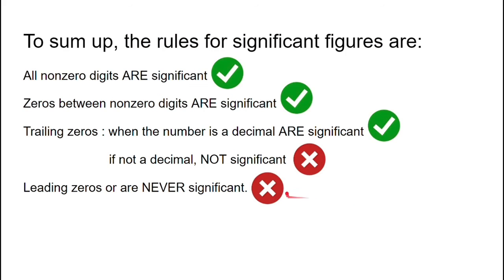To sum up, here are the rules for significant figures. All non-zero digits are significant. Zeros between non-zero digits are significant. For trailing zeros, when the number is a decimal, they are significant. But if the number is not a decimal, then the trailing zeros are not significant. Leading zeros will never be significant because, silliness.